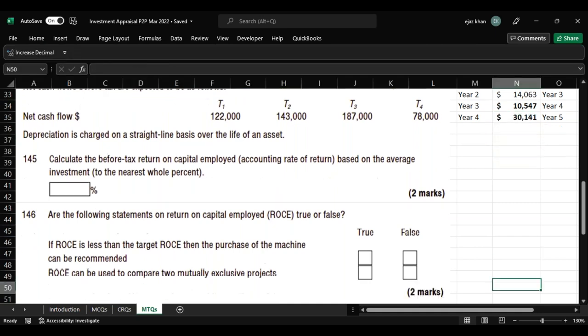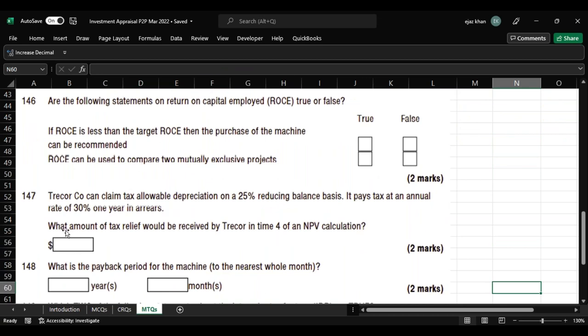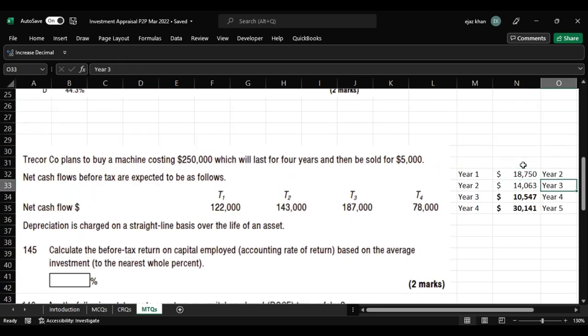So let us go through the question again and see what they have asked us to calculate. They've asked us to calculate what amount of tax relief would be received by Trekor in time 4 of an NPV calculation. That's it. This is the year 4 payment. That's the answer. The mistake that most students make in the exam pressure may be that they pick up this value. This is related to year 4, but won't be received in year 4. This is going to be received in year 5. So one of the tricks is what has been used in this question.